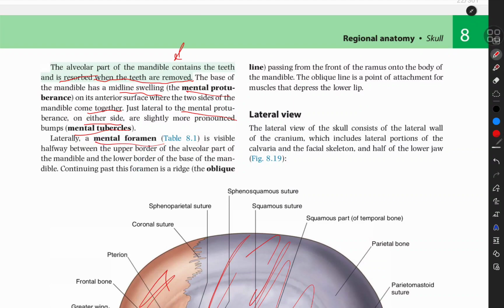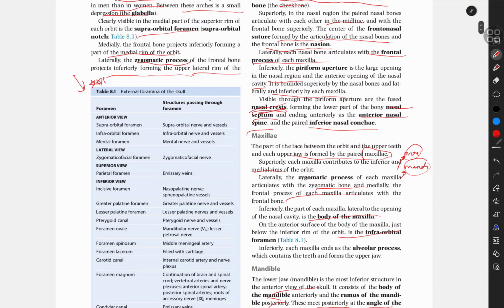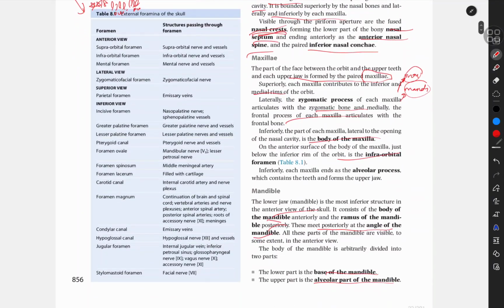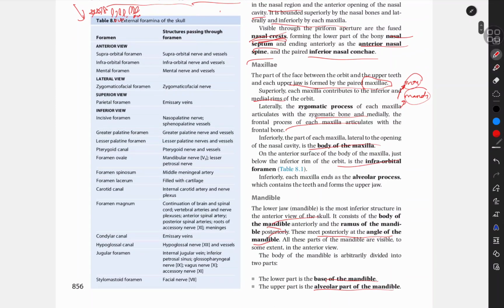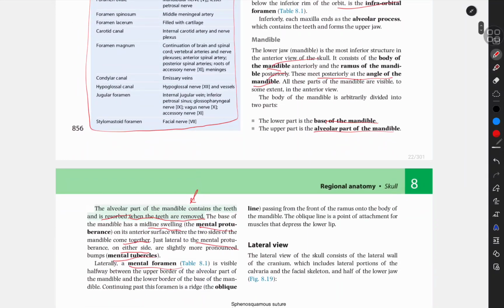Laterally, a mental foramen. Oh yeah, this table is extremely important. And I think we need to know everything here. It's not so bad once you start doing it, but you have to spend some time. Like, I would say half an hour. You really have to spend time on the external foramina of the skull.